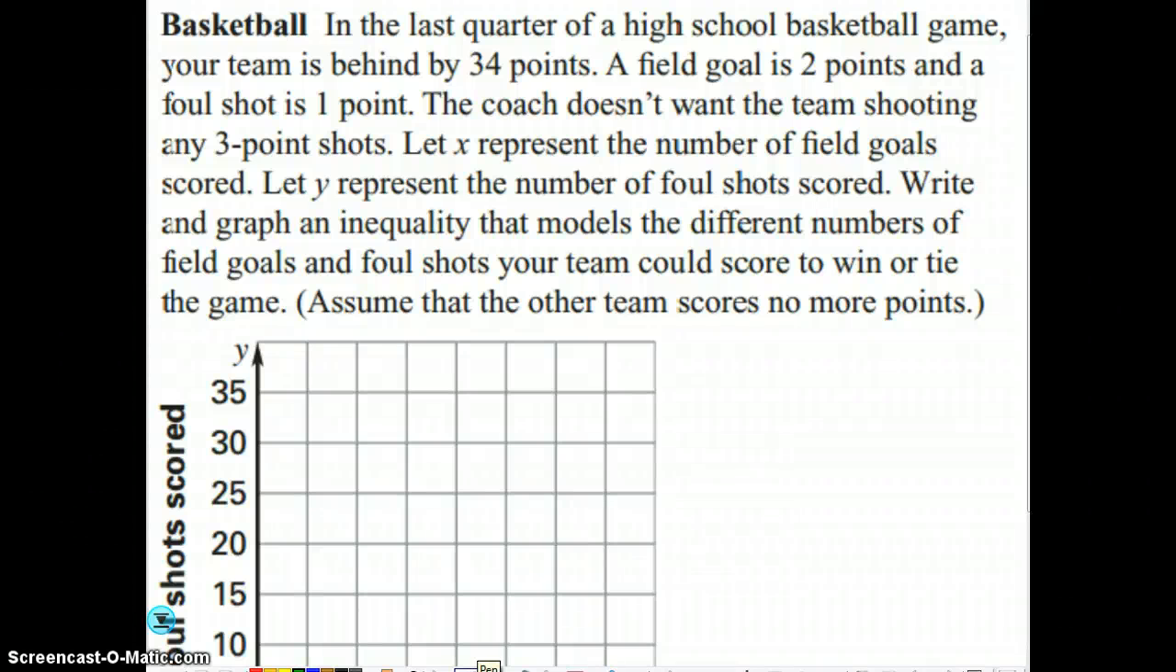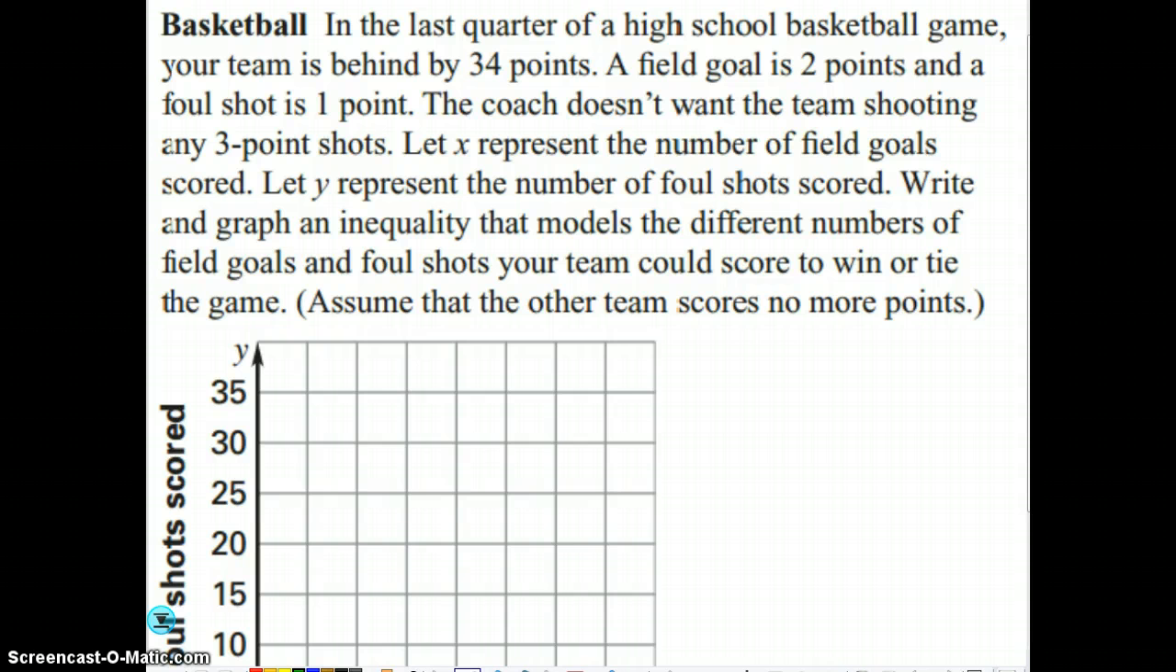Basketball. In the last quarter of a high school basketball game, your team is behind by 34 points. A field goal is 2 points and a foul shot is 1 point. The coach doesn't want the team shooting any 3-point shots. Probably because you're so bad at it and that's why you're losing by 34 points.